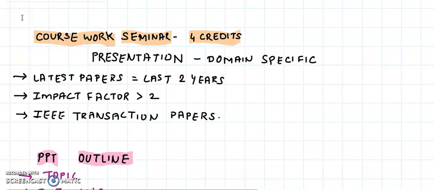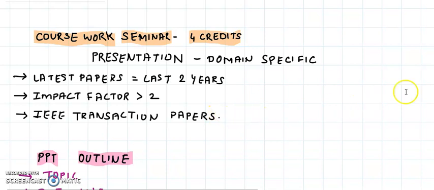The very first thing that you'll be doing is finding the latest research papers. Make sure the research papers are from the last 2 years. Next, whatever journal you find your research papers from, make sure the impact factor is greater than 2. An impact factor less than 2 tells you that the quality of the paper is not that great. So any journal that has a higher impact factor has great quality research papers. What I would personally suggest is to go for IEEE Transactions papers because IEEE Transactions has the highest impact factors.